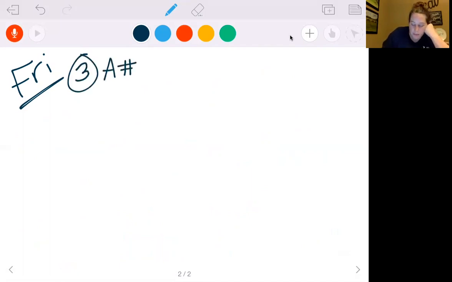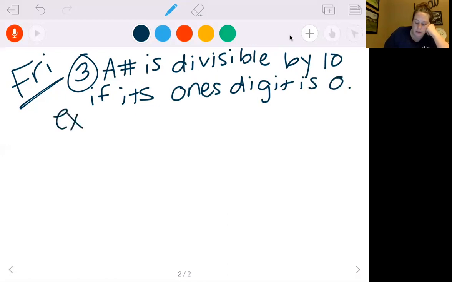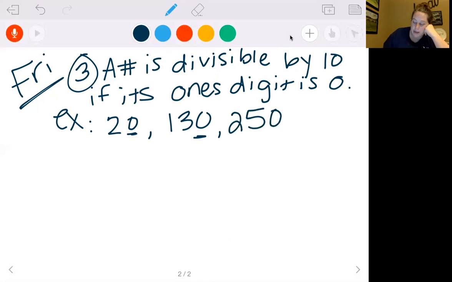A number is divisible by 10 if its ones digit is 0. So for example, if I had 20, the ones digit is 0, so it can be divided by 10. If I have 130, the 0's in the ones digit, so it can be divided by 10. If I had 250, 0 right here in the ones digit, so it can work. If I have 182, that ones digit is not 0, so that's not going to work.